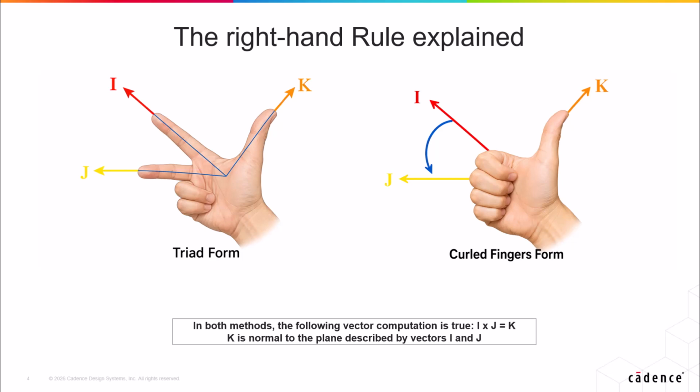There is one more method for direction orientation. We call it the curled fingers technique. Point all your fingers in the positive i direction and curl them towards the positive j direction. Your thumb then points in the positive k direction.